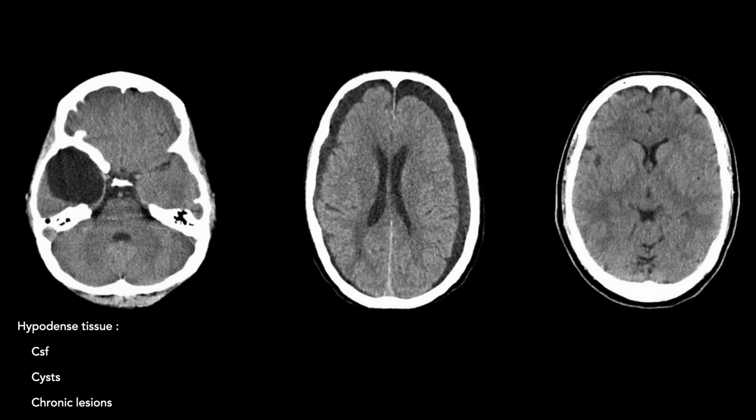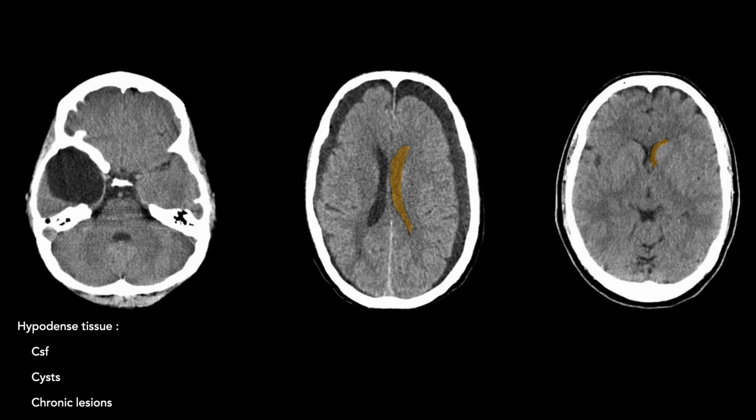So finally, we talk about hypodense tissue. Hypodense is basically black, dark black. I'm not going to get into a lot of details on it. So hyperdense is white, hypodense is black or dark color, and isodense is the normal brain tissue or color in between. Hypodense tissue is basically fluid, whether it's CSF, cysts, or chronic lesions. And that is because chronic lesions are commonly filled with fluid.